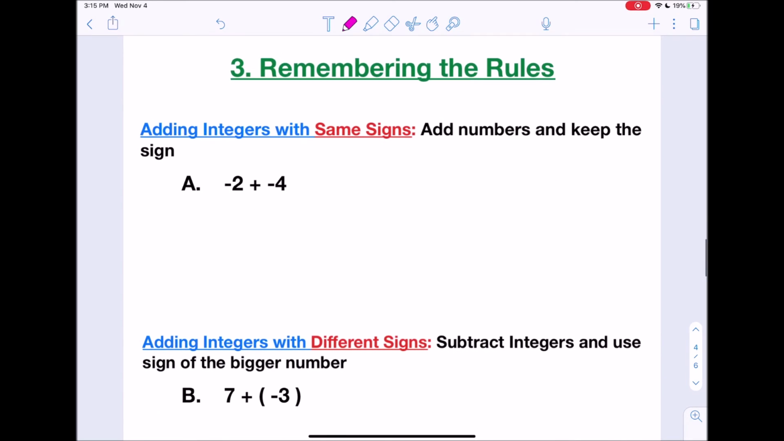Now, for the third method, remembering the rules. So for adding integers with the same signs, the official rule is you add the numbers and keep the sign. So for this case, we have -2 plus -4. They're both, if you'll notice, negative. So that means we add the numbers. 2 plus 4 equals 6. And then it says to keep the sign. Okay, well, they're negative, so that means this is going to be a -6.